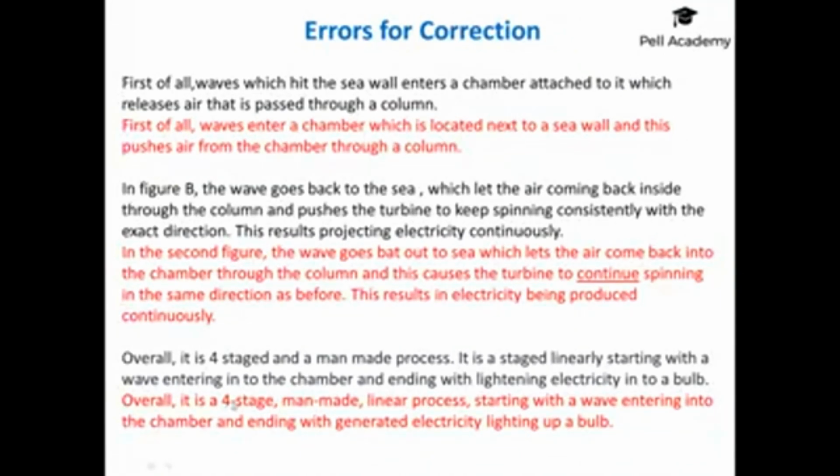This is a compound noun, and you're going to need the little hyphen between, so a four-stage process. Then you're adding the extra information: comma, man-made, comma, linear. So a four-stage, man-made, linear process. The word "linearly" wouldn't really work here. So try to stick with the vocabulary that Chris gave you from the course, but also be more aware of how to use it accurately.